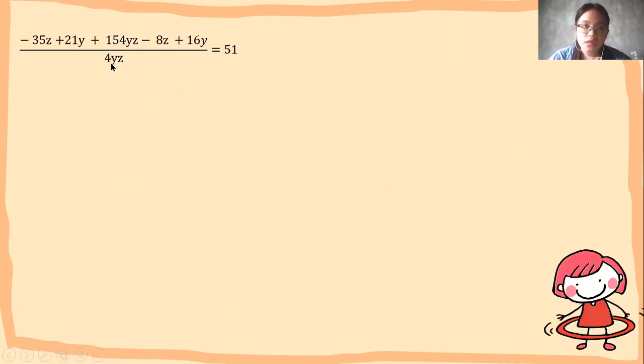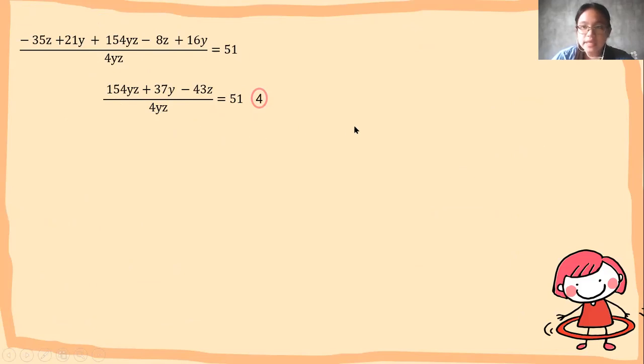So here it is. Then let's combine the like terms. We have 154yz. Then 21y plus 16y, we have 37y. Then negative 35z plus negative 8z, we have negative 43z over 4yz is equal to 51. Then this will be our equation number 4.